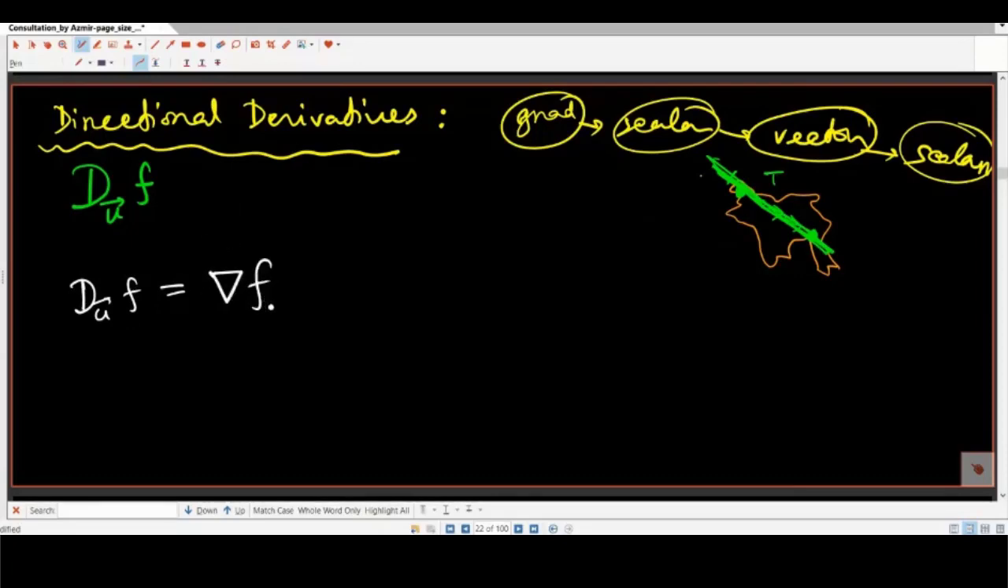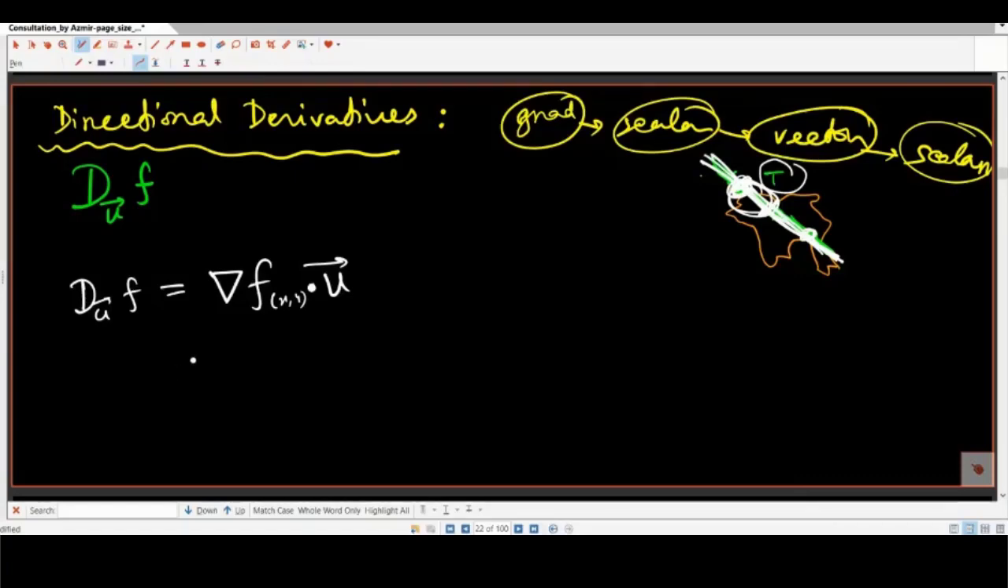gradient of f at any point, let's say the point is x comma y, dot u vector. U is the unit vector of a given vector. So if it is a vector from this point to this point, then we have to find the unit vector first. Then only we can find the directional derivative of this part. Then we can understand the rate of change of temperature from this northern part to the southern part.